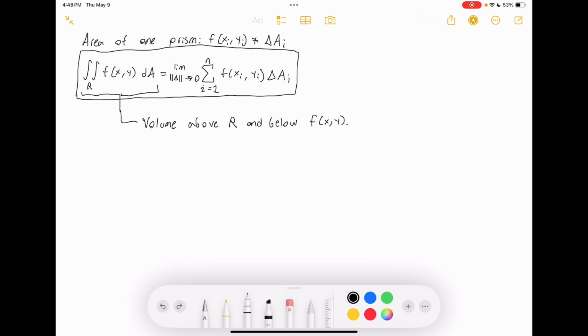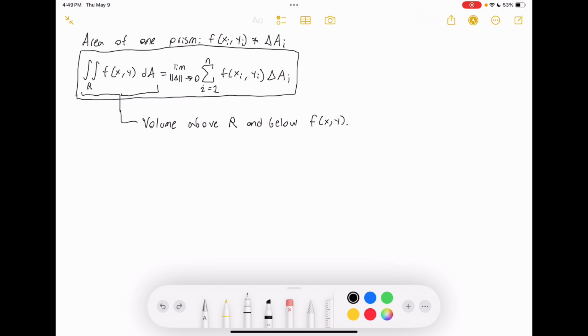Lastly, if your plane region R is the union of two subregions, you can take the double integral over each subregion separately and then add those together to get the total area, the total volume, of that full region. I explained that pretty poorly, but it's in the textbook pretty much on the first page of that chapter, so please check that out if you need more information.